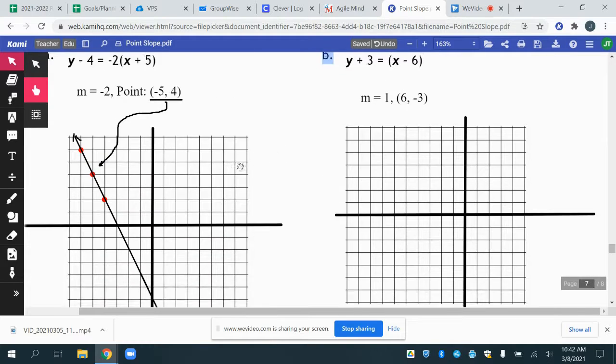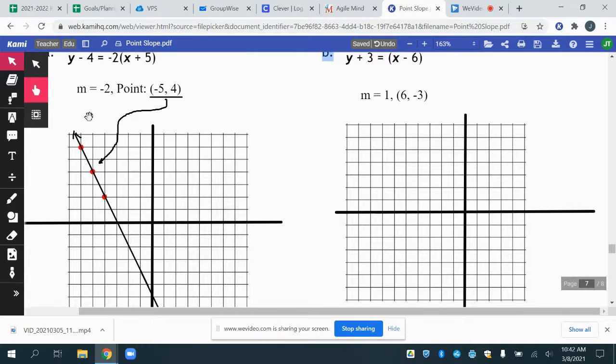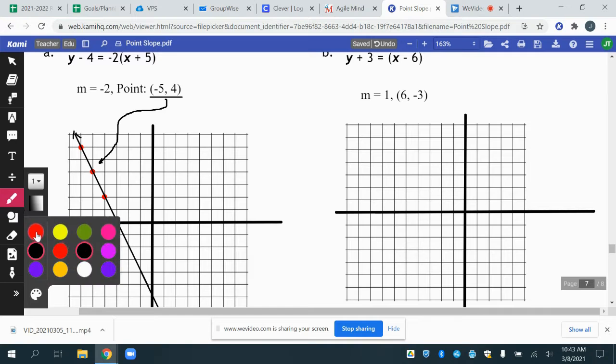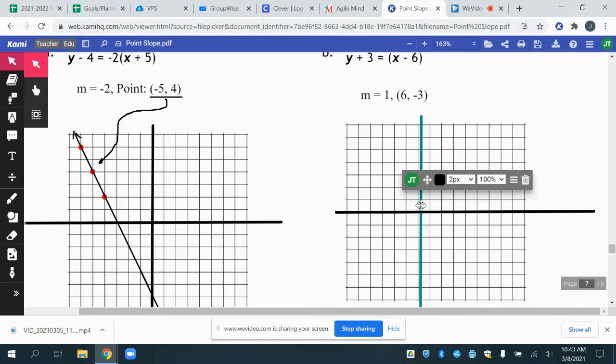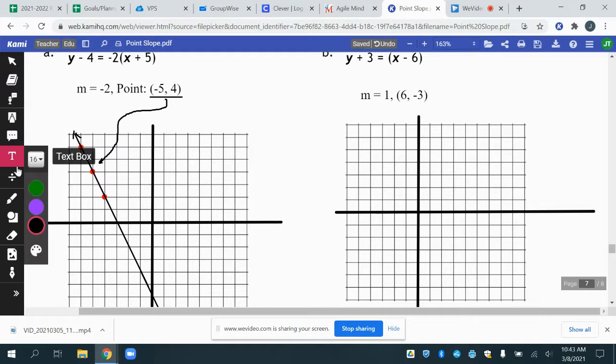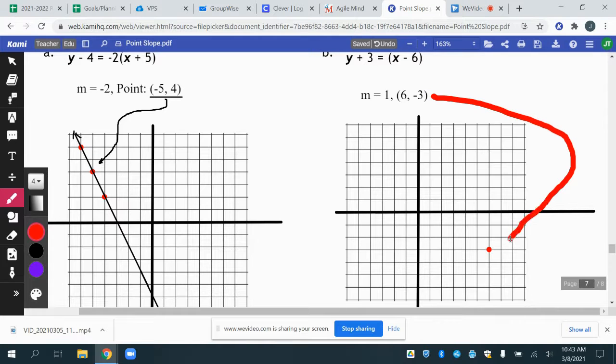All right. 6, negative 3 is right. I got to move this. Okay. 6, negative 3. 1, 2, 3, 4, 5, 6, and down 1, 2, 3. There's my point. That's this point right here. Oops, I went the wrong way because I thought it had a negative slope, but it has a positive slope.